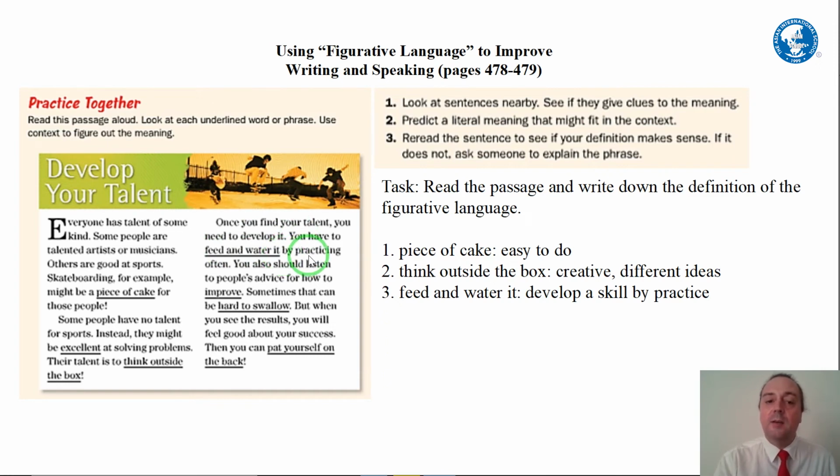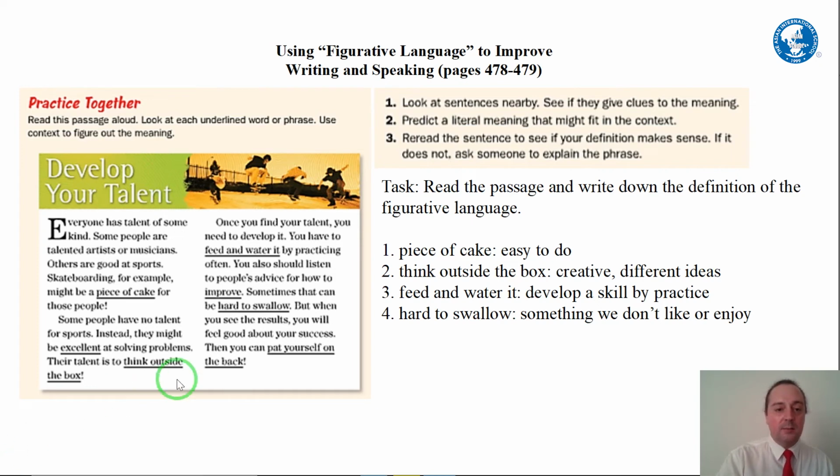Now, is there a clue here? Of course, this next word right here, by practicing often, tells us the meaning of this idiom, feed and water it, to develop a skill by practice. Okay. The next one, hard to swallow. Sometimes that can be hard to swallow.